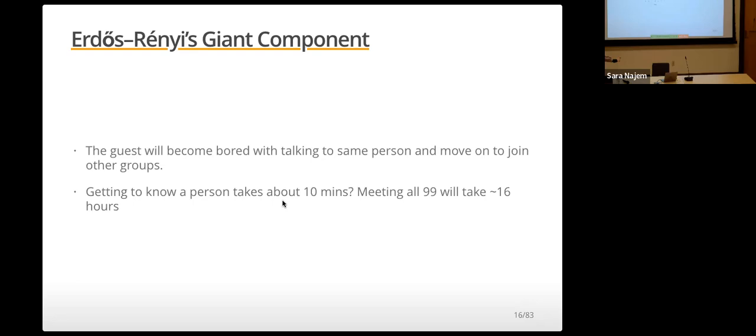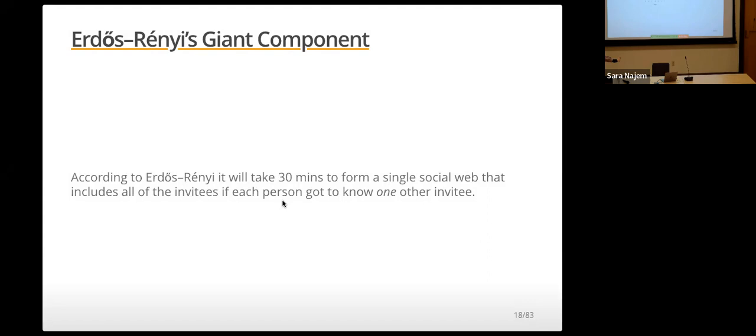the party's time. And Erdős and Rényi said, no, it's not like 16 hours. It's way, way less, because of this boredom effect, you start moving and meeting other people. It takes you around 30 minutes. But the first thing that is important is that timing, the time it takes for the secret or the rumor to spread in the network.